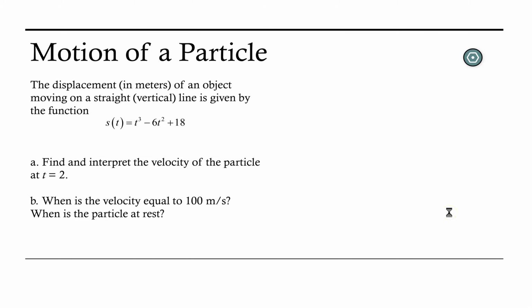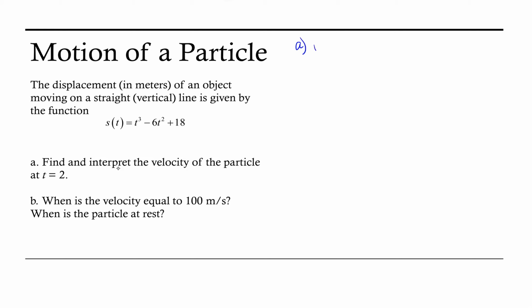Welcome. We're going to look at the motion of a particle from the lens of rate of change. So let's look at this function that models the displacement in meters of an object moving on a straight vertical line, and it's given by s of t equals t cubed minus 6t squared plus 18. So the first thing we want to do is find and interpret the velocity of the particle at t equals 2.